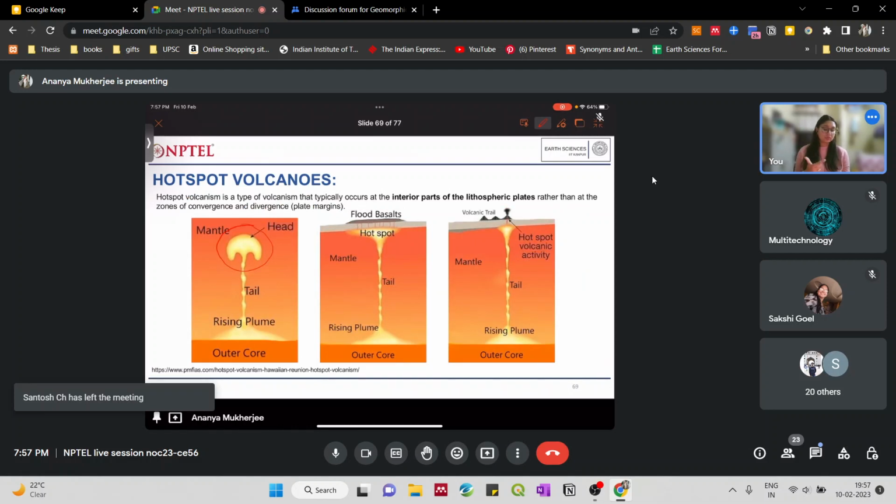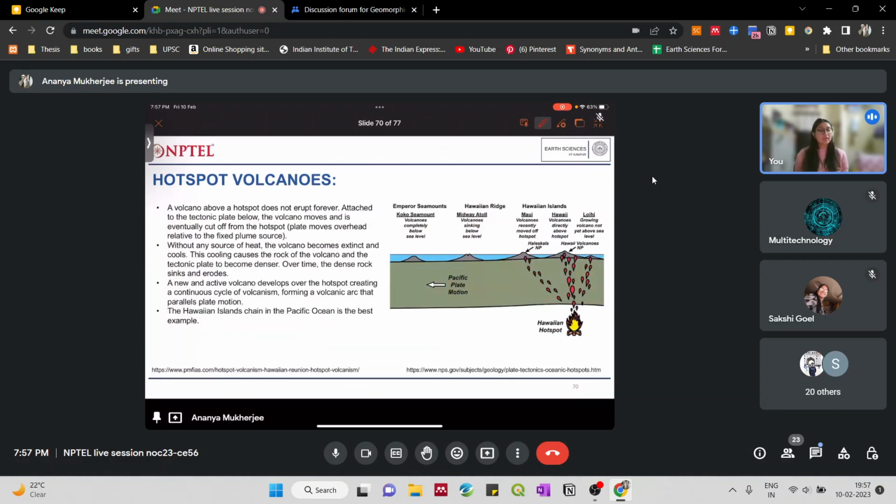Otherwise, this is how a volcanic trail is formed. So this plate is moving this side. This was the older one, this is the new one. This is constant over here. Mantle plume activity in a hotspot region is going to stay constant, but the plate is going to be moving over the hotspot, and that is why newer volcanic mounds are being formed. This is an example of the Hawaiian hotspot.